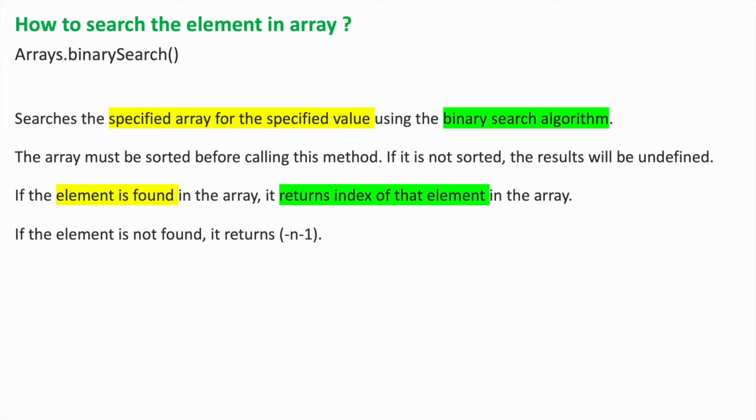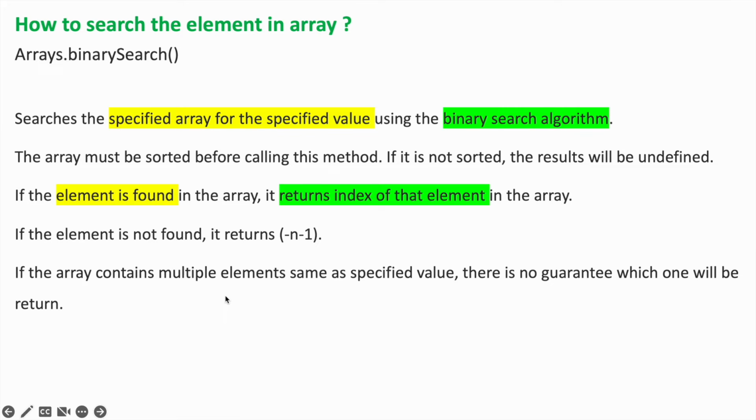Here n is nothing but the number of elements, how many elements are in that array. For example, if we have 5 elements and you are checking one element that is not there, it will return the negative index, that is -5 -1, that is -6. If the element is there, it will return the index position. If it is not there, it will return -n -1.